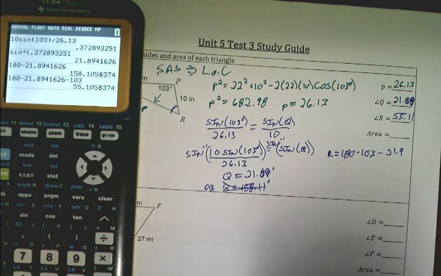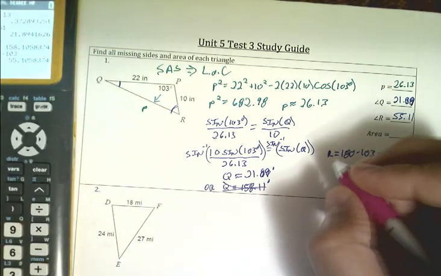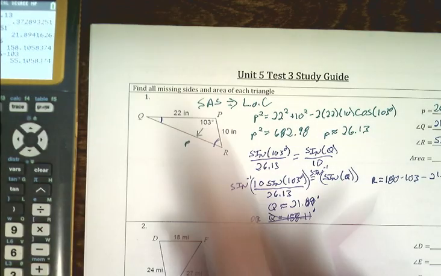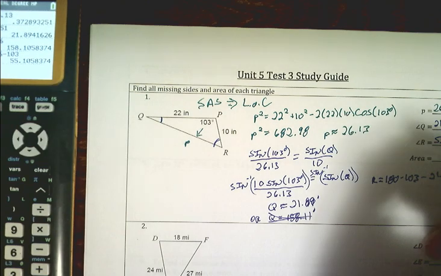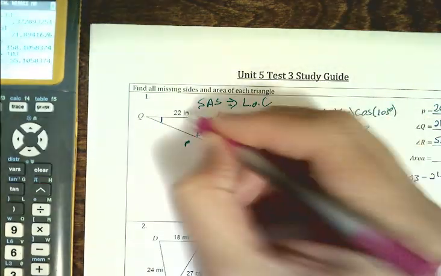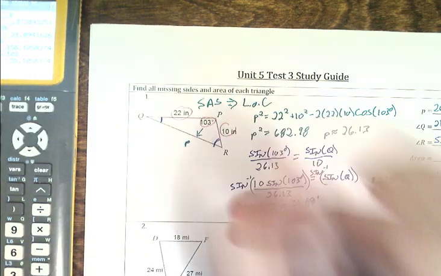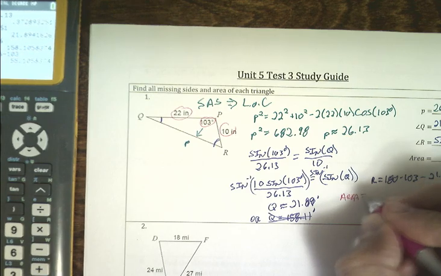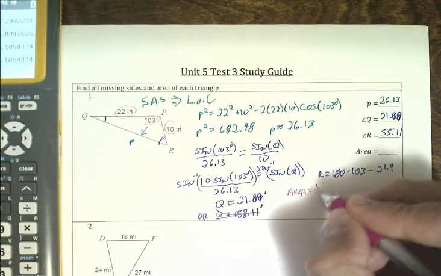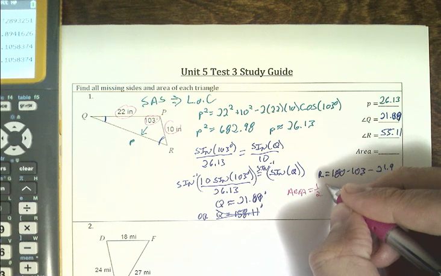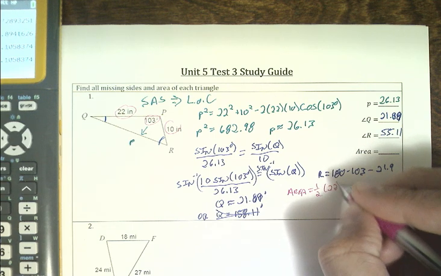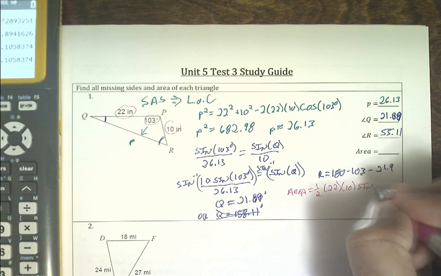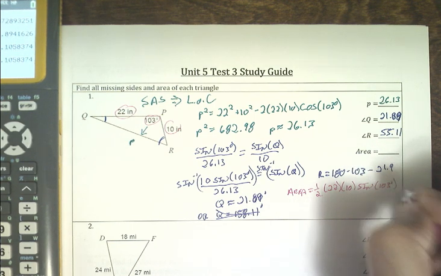And our last step is the area. For area, we need side angle side. I know every part of the triangle, so I can pick anything I want. Just to make sure I didn't make any mistakes, I'm going to use the three that are given to us, side angle side. So the area of this triangle is equal to 1/2 times 22 times 10 times sine of 103 degrees.